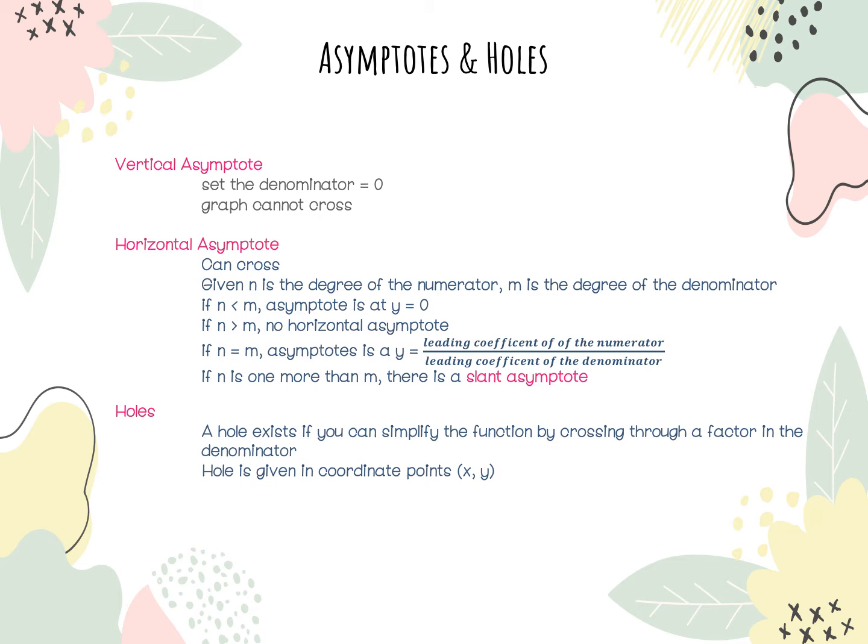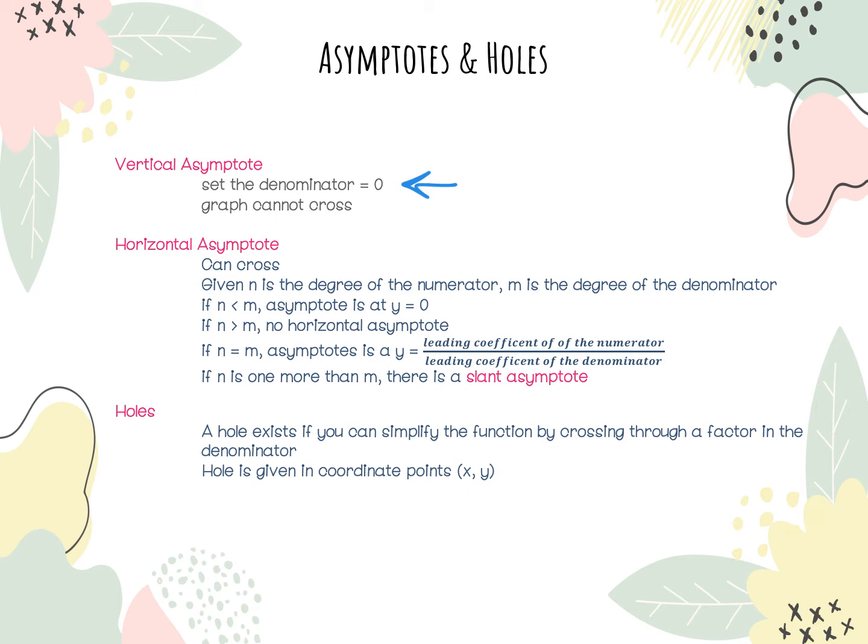So in order to locate an asymptote or a hole in the graph, there's some rules you're going to follow. For a vertical asymptote, what we're going to do is take the denominator of our rational function and set it equal to 0. And that would give us the equation for our vertical asymptote. This is going to be the line that our graph is not going to cross. It'll skim along it and get really close to it. So the vertical asymptote is easy. You just set the denominator equal to 0.